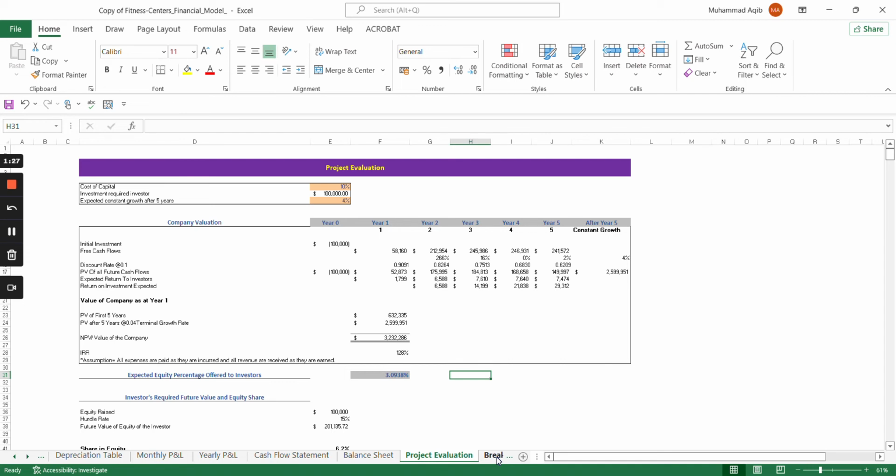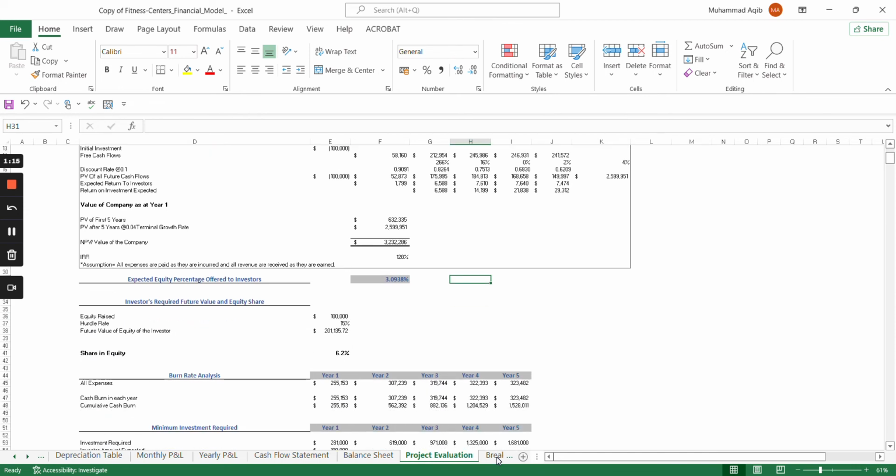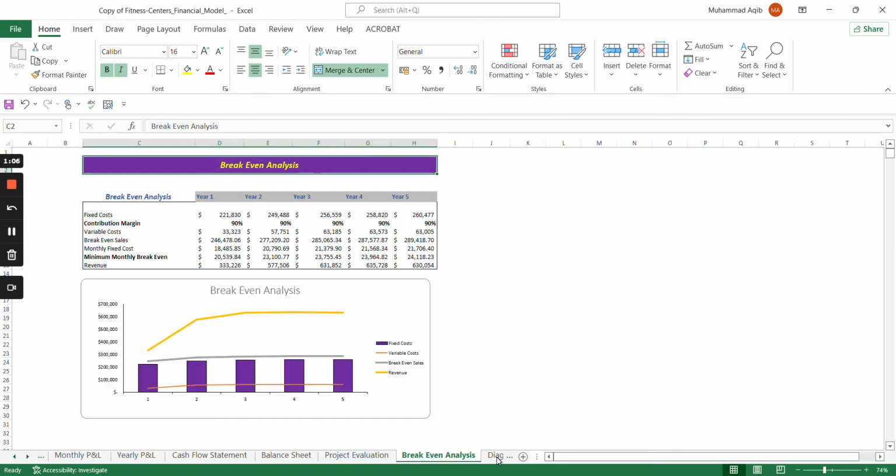Moving on to the project evaluation. Project evaluation helps the business to find its net present value using free cash flows. Furthermore, project evaluation also contains the burn rate, which means how much cash has to be burned for the business each year.